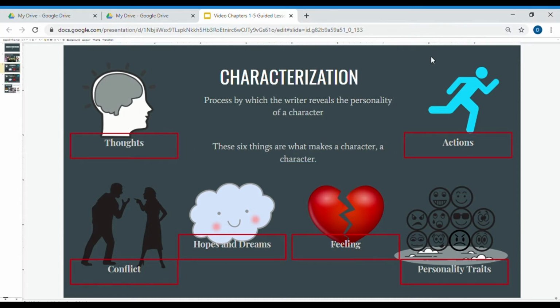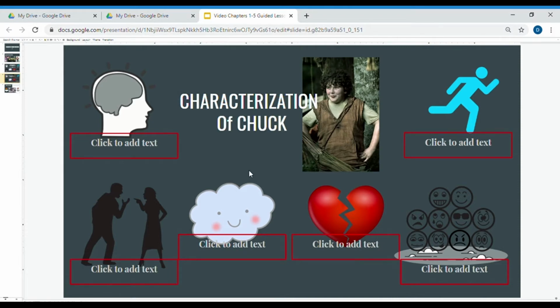If we didn't know these 6 things about a character, we would never know their personality. We could never relate to them. So I'm going to do the characterization of a character that we all know and love from the first book, The Maze Runner. Unfortunately, this character will not be joining us as we continue reading the Scorch Trials. And that character is Chuck.